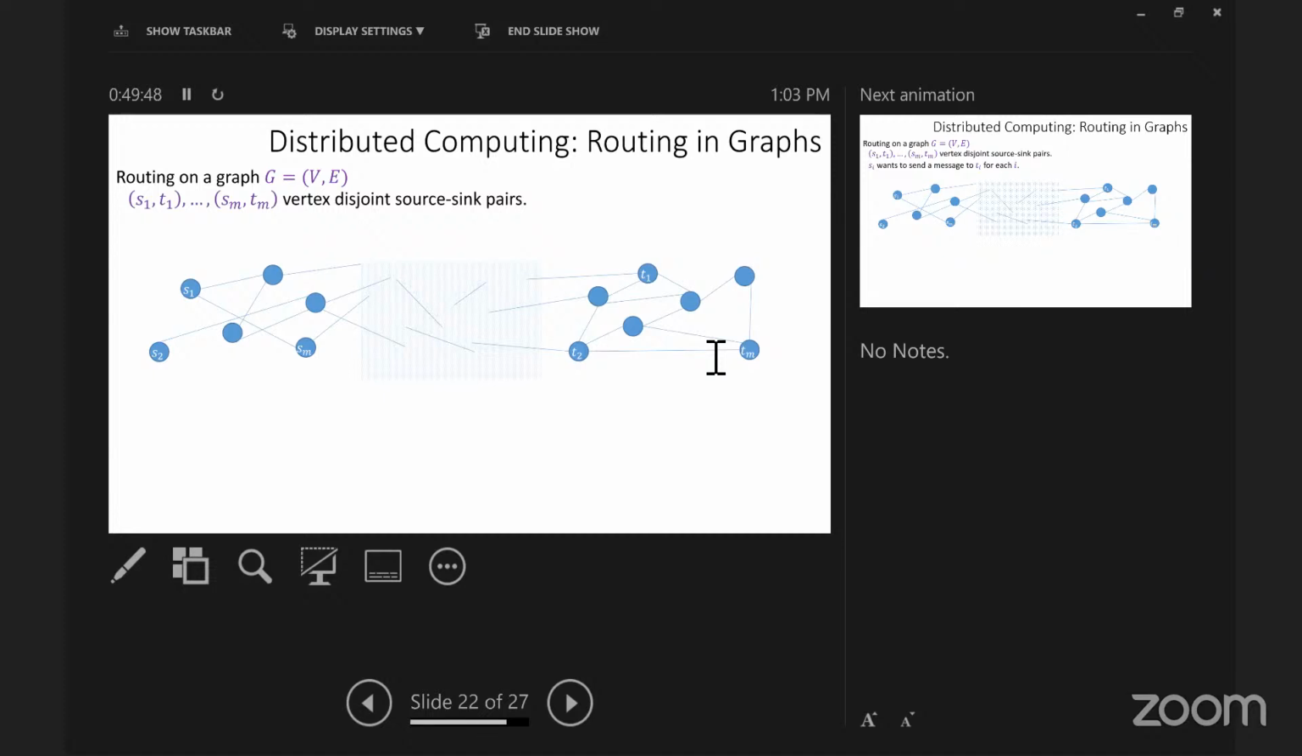And we're given a collection of source and sink pairs, (S1, T1) up to (Sm, Tm). So these are linearly many pairs. And the setting is that Si has a message that they really want to send to Ti, but they are not allowed to just send it to them. They are only allowed to use edges of the graph to communicate messages until it reaches Ti. So this is what the word routing refers to. You're trying to route messages on the graph.